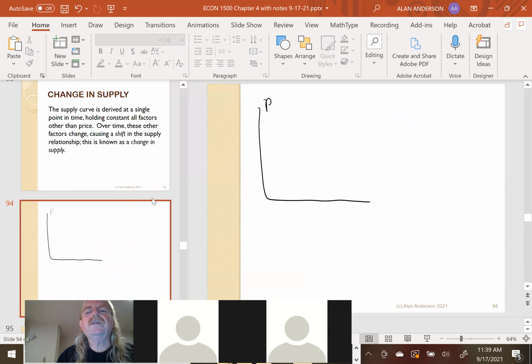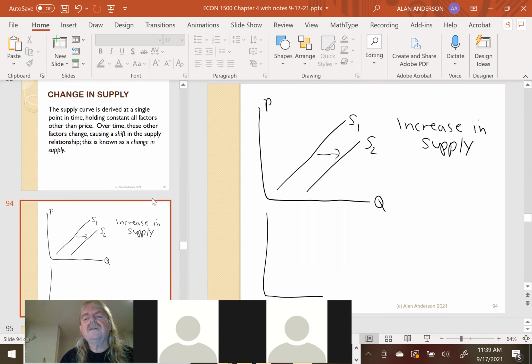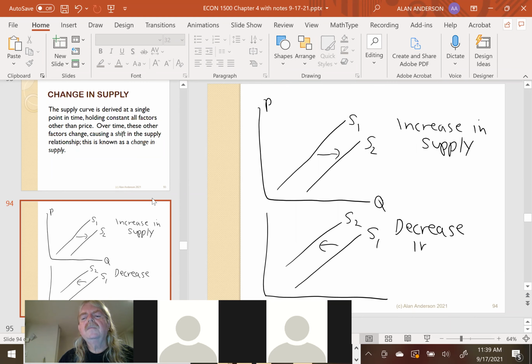So if the supply curve increases or shifts to the right, we call this an increase in supply. And of course, if it goes the opposite way, and again, there can be a lot of reasons for this, we have a decrease in supply. Both of these are collectively known as a change in supply.